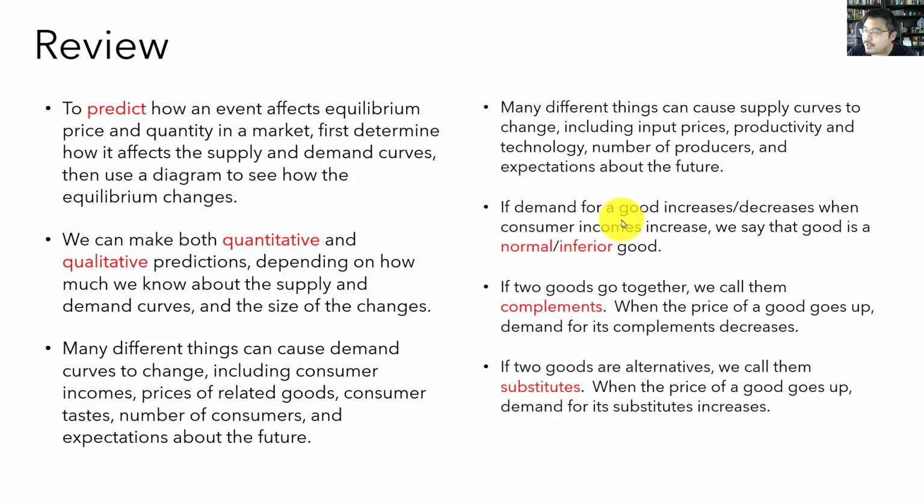So if demand for a good increases when consumer incomes increase, then we say that good is a normal good. And if demand for a good decreases when consumer incomes increase, then we say that good is an inferior good. Okay? If two goods go together, we call them complements. And when the price of a good goes up, what happens is that the demand for its complements is going to decrease. If two goods are alternatives or replacements for each other, then we call them substitutes. And when the price of a good goes up, then the demand for its substitutes will increase.